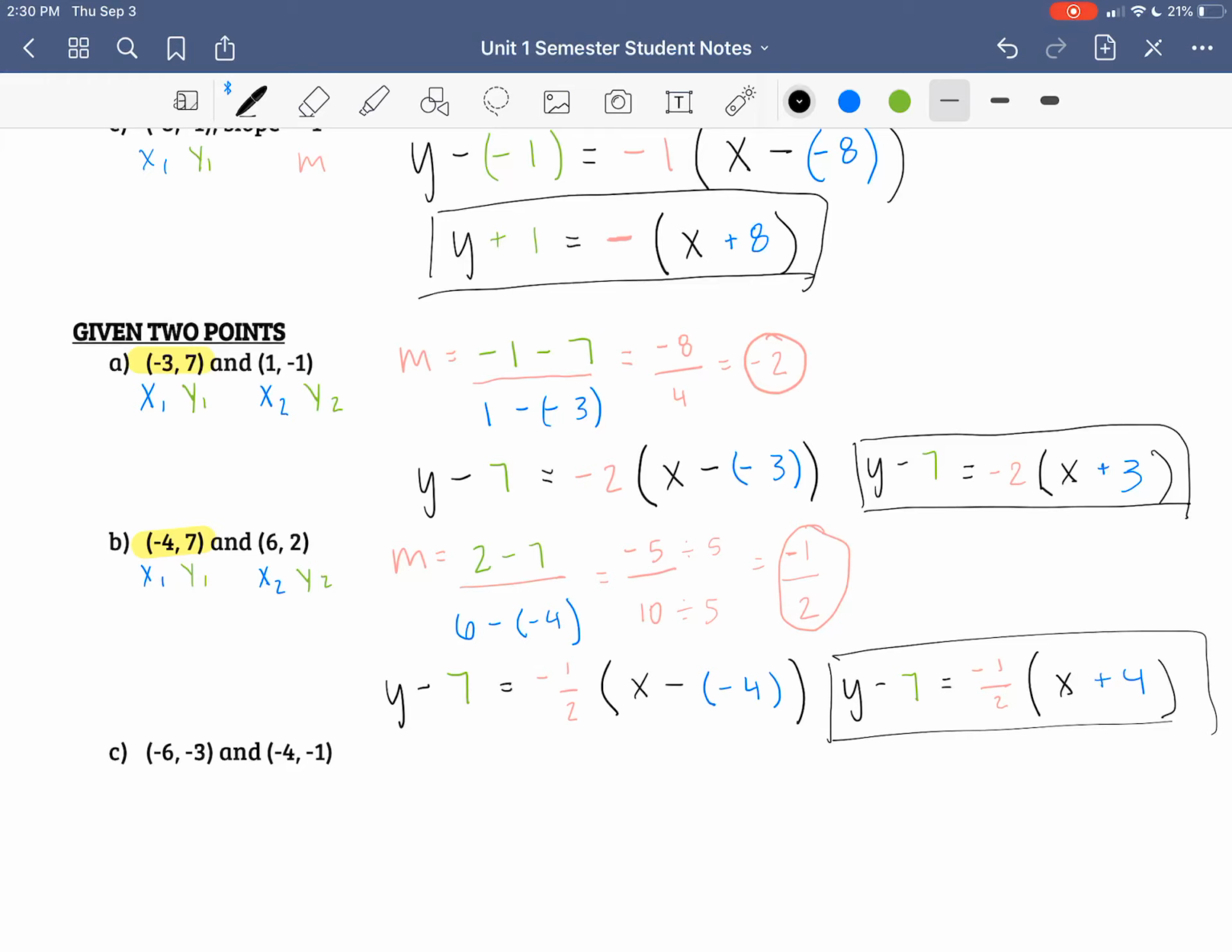So now this last problem, my suggestion to you is to pause and try it on your own. You have the point -6, -3, and -4, -1. So take a second, pause, try it, and then turn your camera back on when you're ready to check your work.